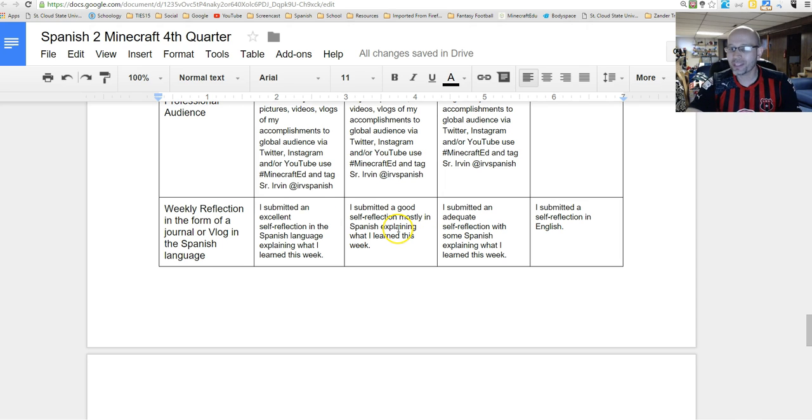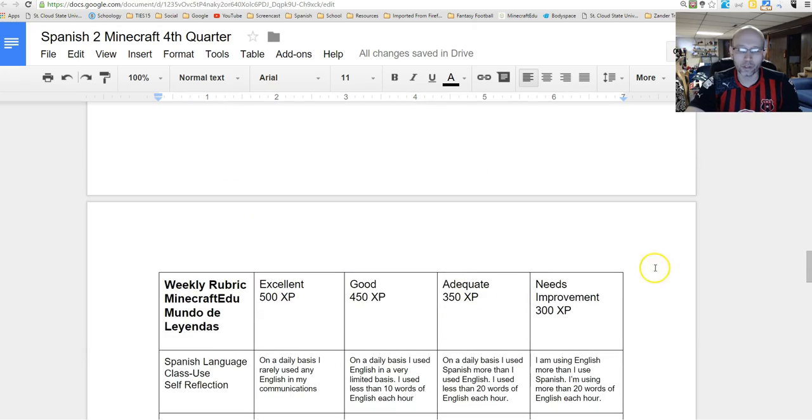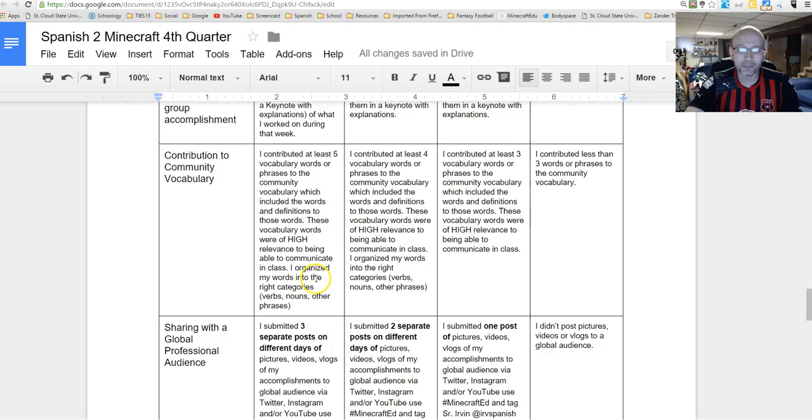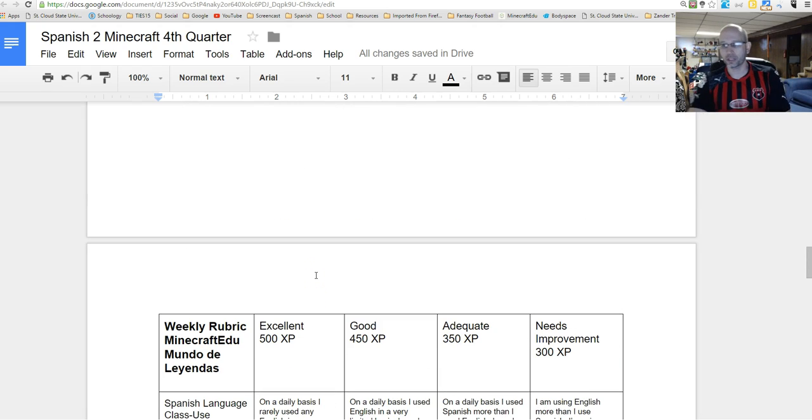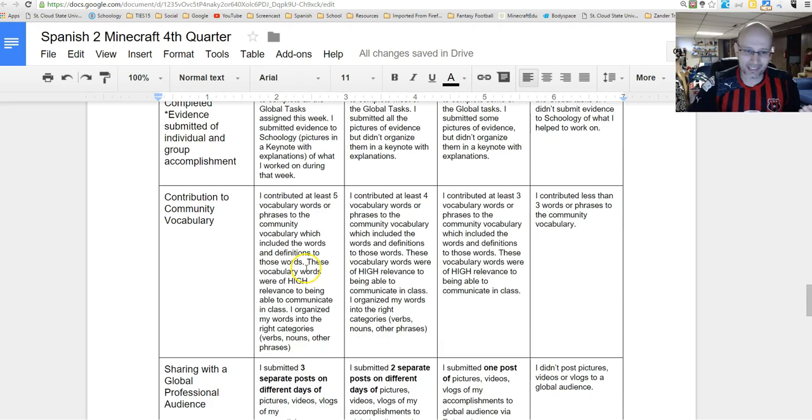Now, you can submit one that's mostly in Spanish, as it says here, or an explanation right here where it says you use some Spanish, or you just submit one in English, okay? But make sure you submit here, because this, again, is worth 500 XP. So if you total up the number of XP, there's 2,500 per week. This is the work that you're going to be doing, okay?